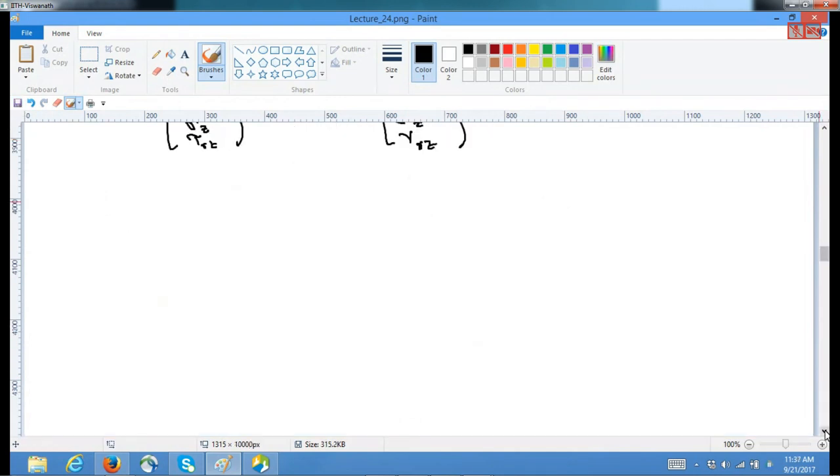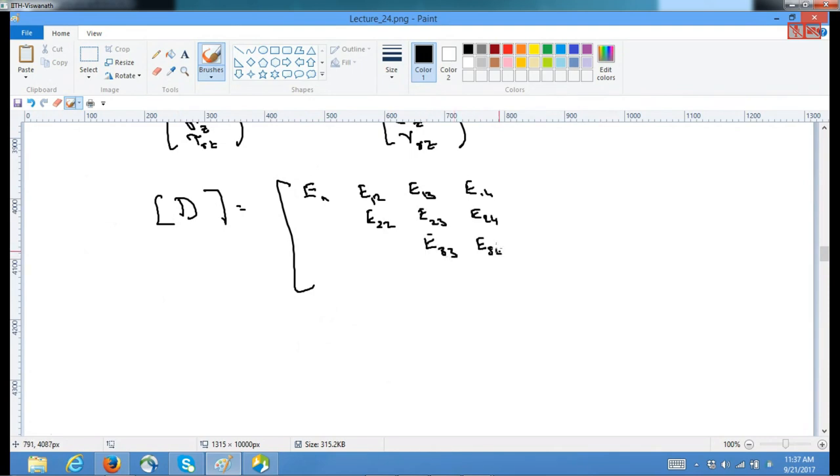Now, our D matrix would be symmetric and it is given by, let's say, E11, E12, E13, E14, E22, E23, E24, E33, E34, and E44. This is symmetric by definition.